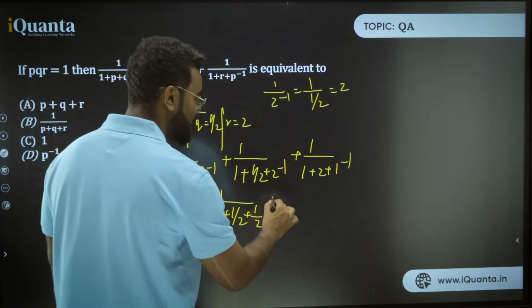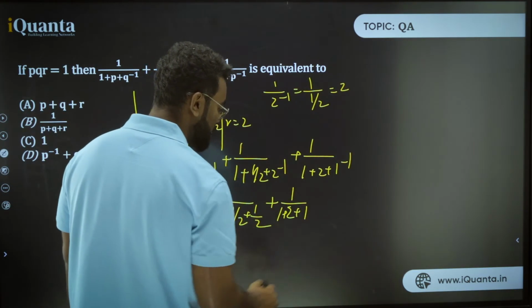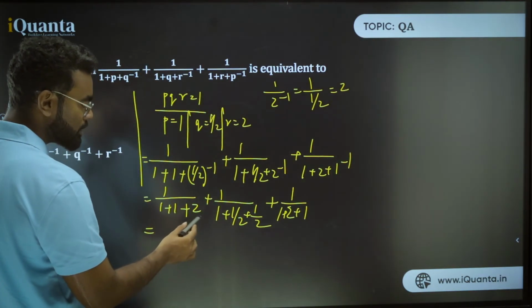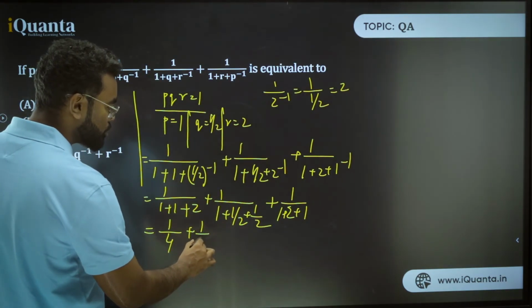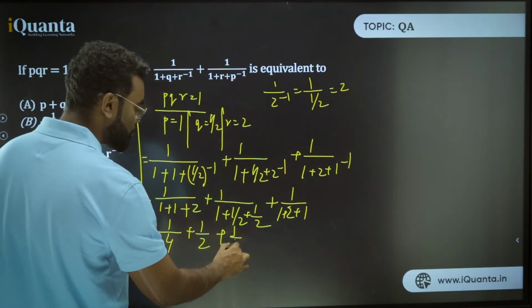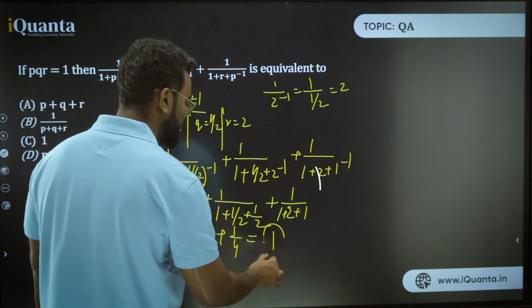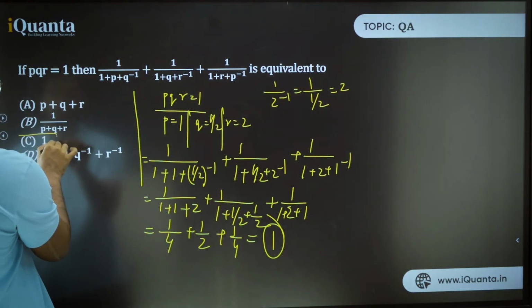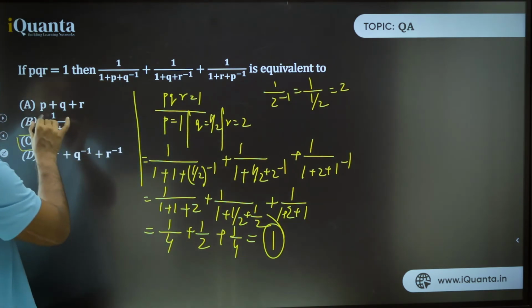Right? Similarly plus 1 plus 2 plus 1. So what is my answer? That is 1 upon 4 plus 1 upon 2 plus 1 upon 4. So if I add 1 upon 4, 1 upon 2, 1 upon 4, what is your value? That is 1. So hence your answer is 1. So you have 1 here, and you have 1 in this case. Now think about it. If you just try to find the values of this.